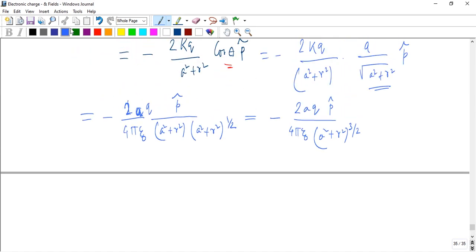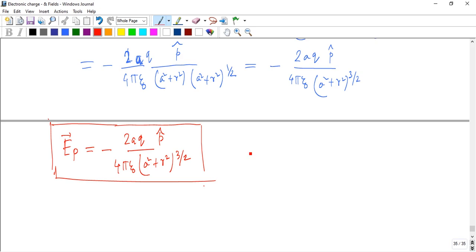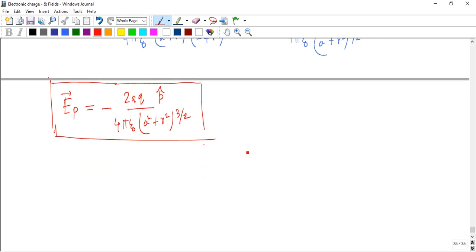Before boundary condition, that is the final value, that is E_P, that is equal to minus 2aq by 4 pi epsilon naught, a square plus r square whole to the power 3 by 2, and that is p cap. That is the final value before boundary condition is applied. Now we apply the boundary condition here.